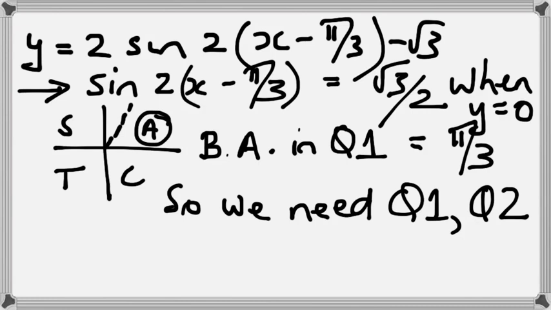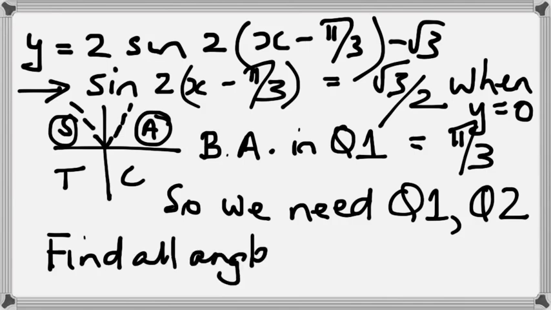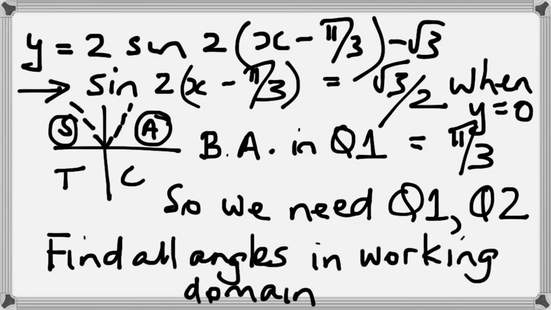Now, let's do the next bit. Yes, we need quadrant 1 and quadrant 2 because they are the quadrants in which the sine is positive, which is what we want in this instance. We need all angles in the working domain which fit, so let's explore that now. We've got our basic angle, our little basic tool, our little spanner, and let's go for it.